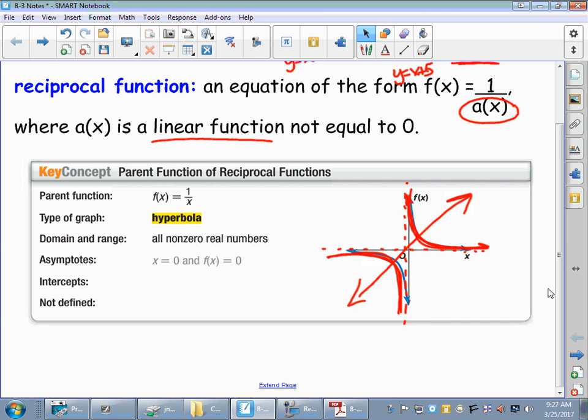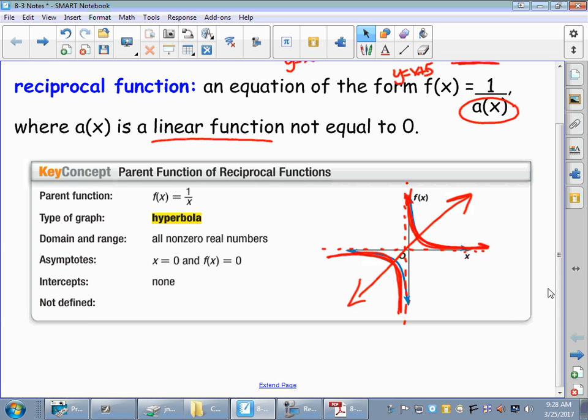The asymptotes, like I just said, are the lines x equals 0 and y equals 0, the x and y axis. The intercepts, where does it cross the x-axis? It doesn't, because it's undefined there. That number doesn't exist. If you look at when x would be 0, when x is 0, that would give us an undefined term because your variable would be 0 in the denominator.